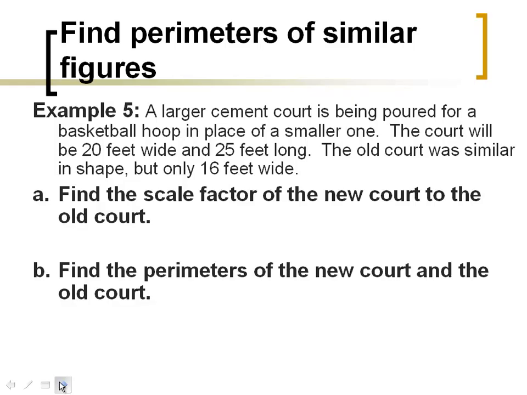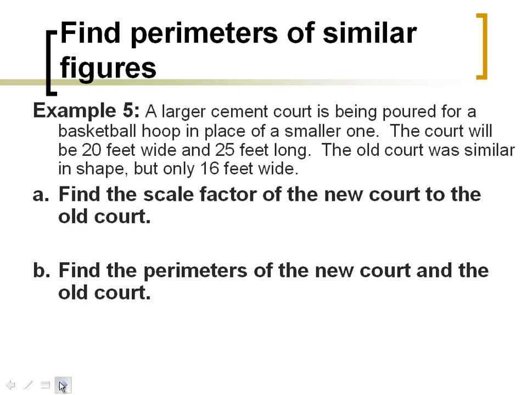So we can use that idea with problems like this next one. It says a larger cement court is being poured for a basketball hoop in place of a smaller one. The court will be 20 feet wide and 25 feet long. The old court was similar in shape, but only 16 feet wide. So first, find the scale factor of the new court to the old court.